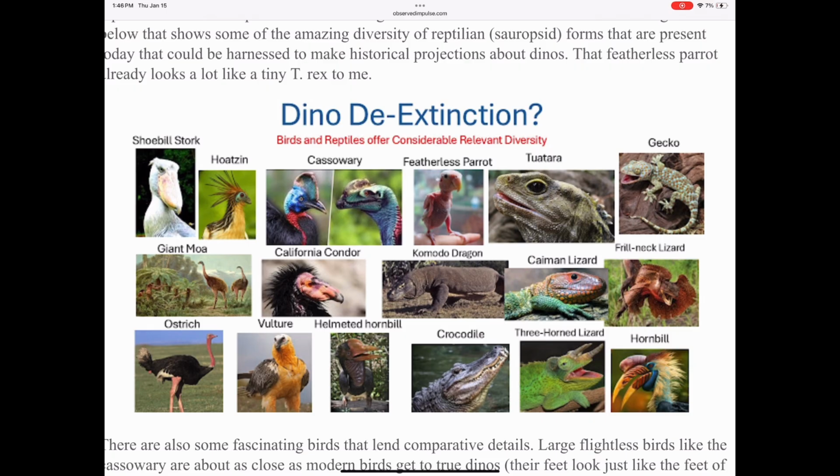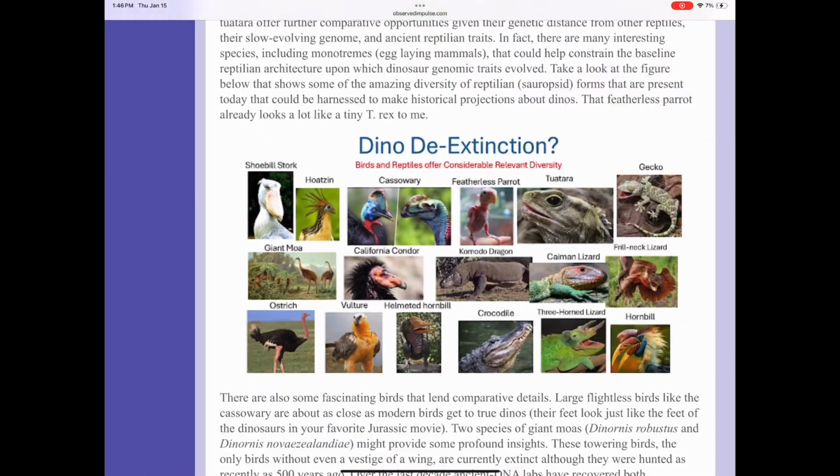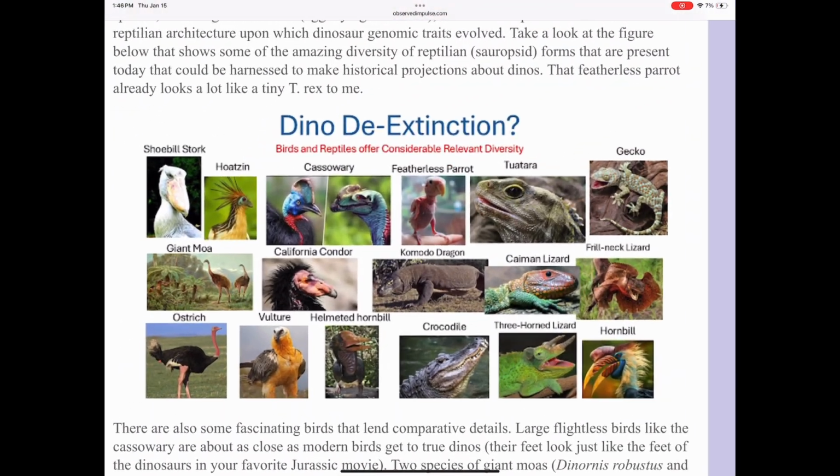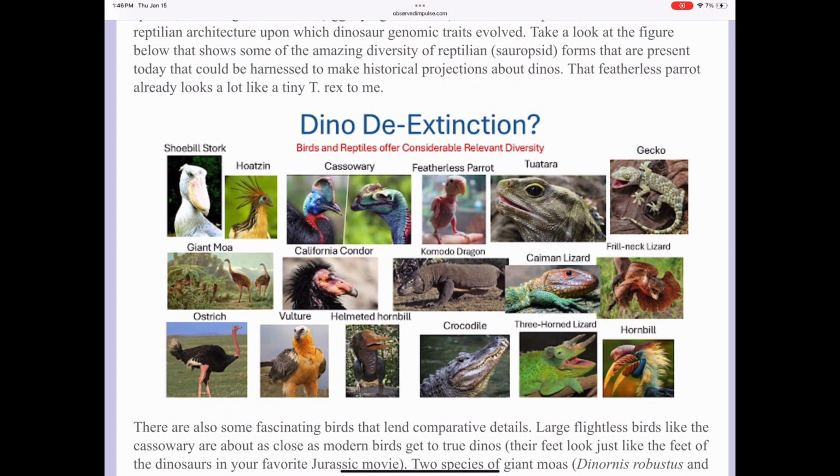The biggest bird that we have DNA from, the giant moa, is currently extinct, but we do have their fossils and we do have their DNA. And they would probably be very helpful to a dinosaur reconstruction because they were so large, they give us a lot of details on how birds get big and the genetics of gigantism in birds.